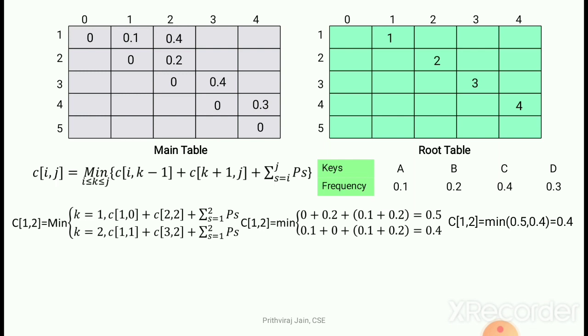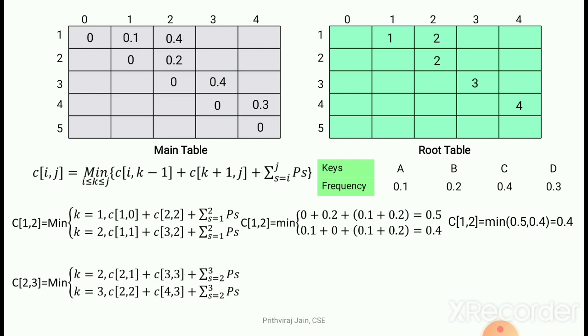Let us add that value in the main table, and soon after adding the value in the main table, we have to fill the root table. So 0.4 is the value that we got when k is equal to 2. So in the root table we have to add the value of that particular key. So the k value is 2. So this is what the first iteration is.